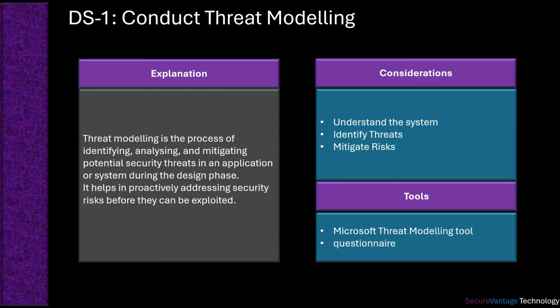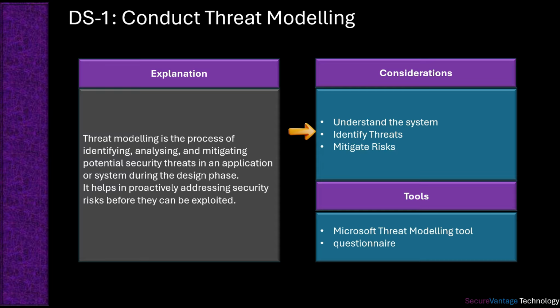The first one is conduct threat modeling. What is threat modeling? Threat modeling is the process of identifying, analyzing, and mitigating potential security threats in an application or system during the design phase. It helps in proactively addressing security risks before they can be exploited. What considerations would be given in this process?